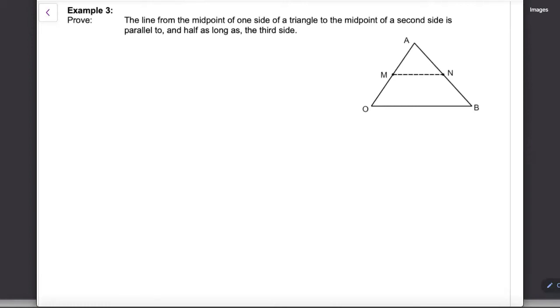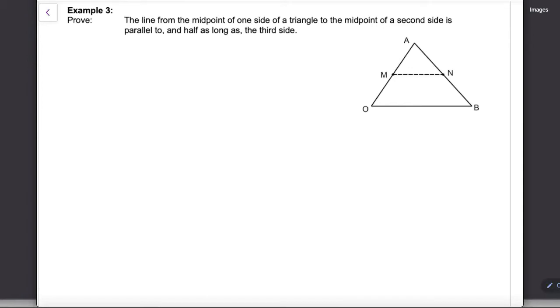In this video, I'm going to take you through two examples of geometric proofs using vectors. So in this first situation, we have a triangle, and we want to prove that the line from the midpoint of one side of the triangle to the midpoint of the second side of the triangle is parallel to and half as long as the third side.